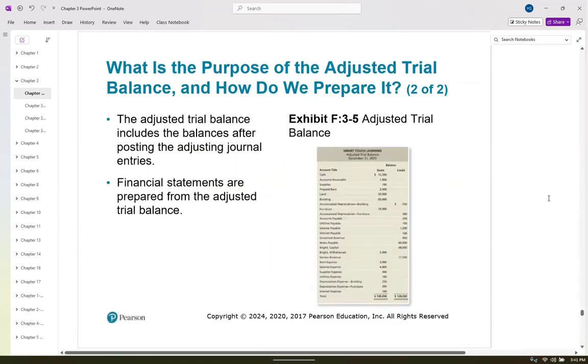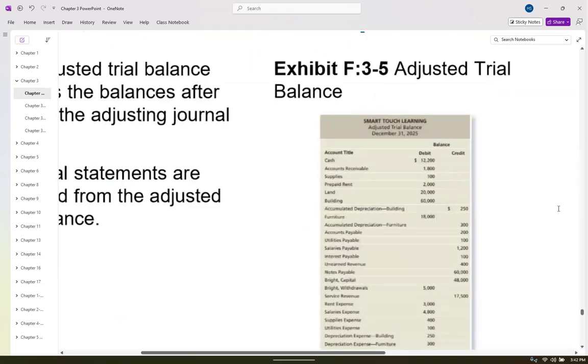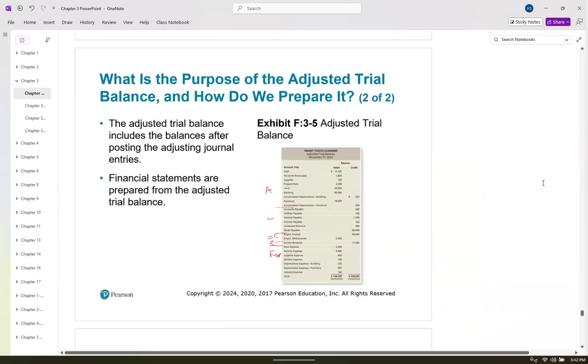So here is the adjusted trial balance. In the previous video, we just had the unadjusted. Notice we now have some new accounts. We have that accumulated depreciation for the building and the furniture. We still have our little imaginary lines here between assets and liabilities. So these are our assets, these are our liabilities. We have more of them now. And then we have owner's equity, revenue, and then everything else down below is expenses. Okay, so that's your adjusted trial balance.